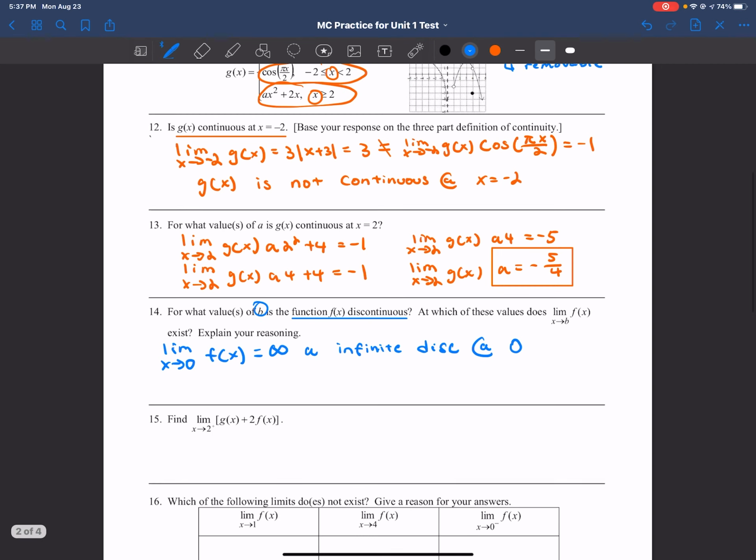Okay. The next one is at 4, so limit x approaches 4, f of x equals 1, but it is not the same as f of 4 since that is equal to 3. So therefore there is a removable discontinuity.